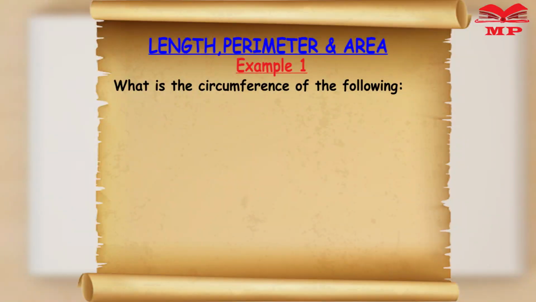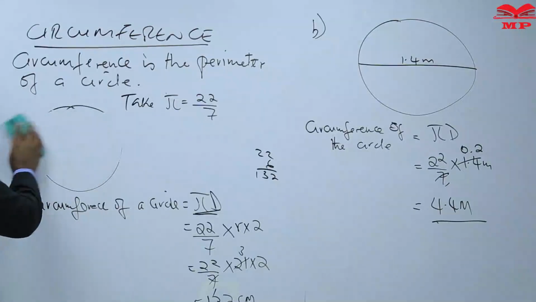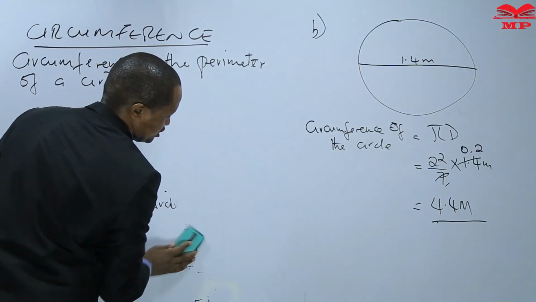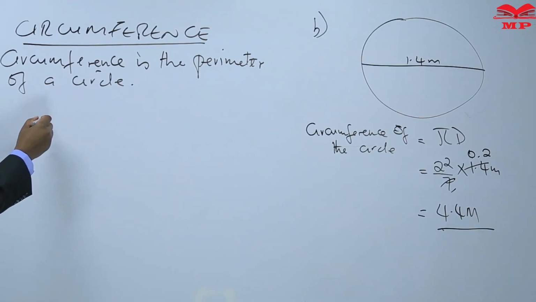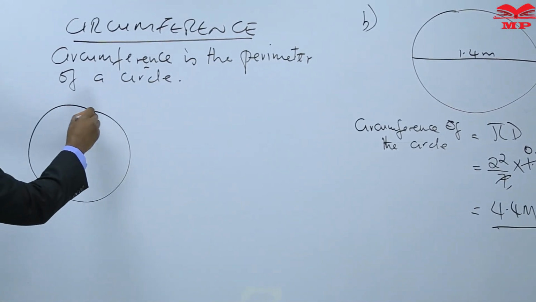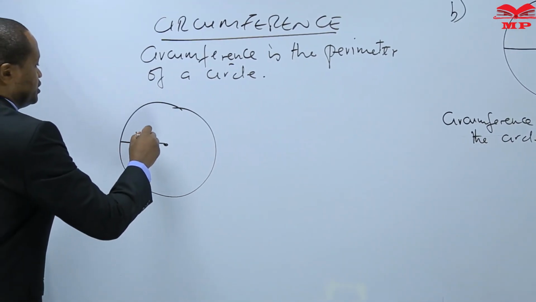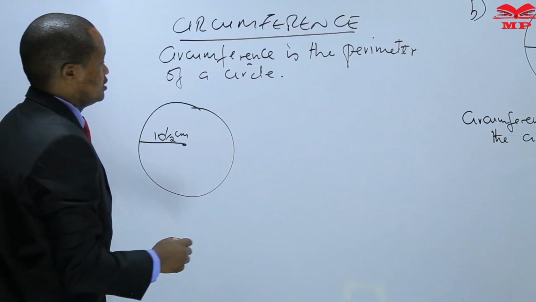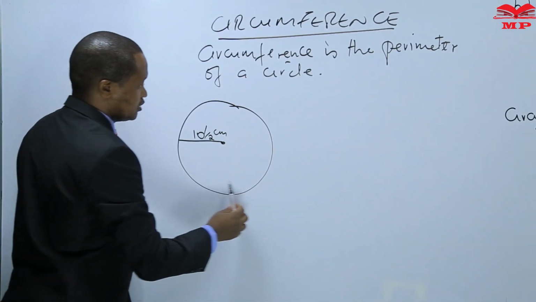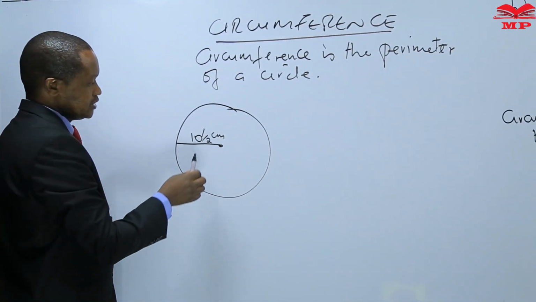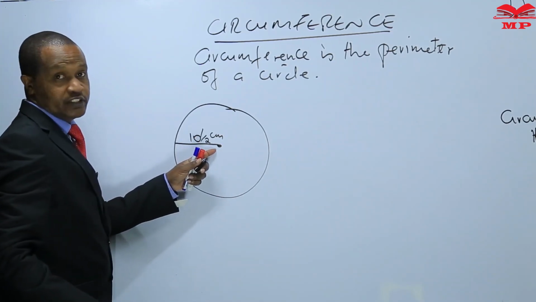Question number 1C. What's the circumference of a circle with a radius of 10.5 centimeters? What is the distance around this circle, which has a radius of 10.5 centimeters?